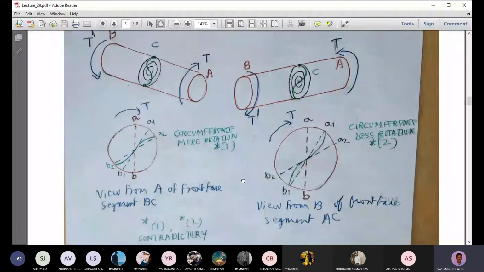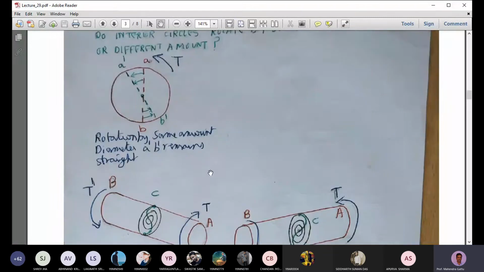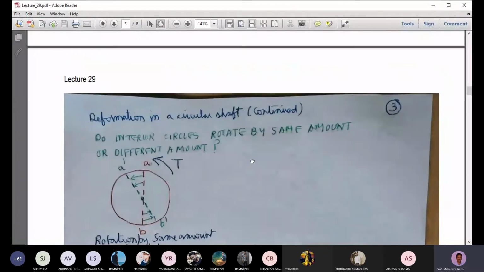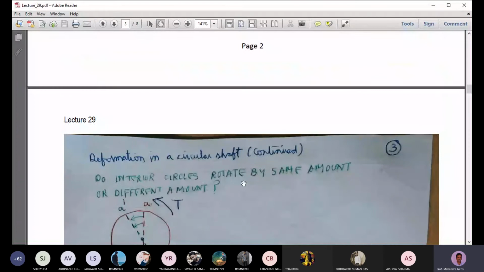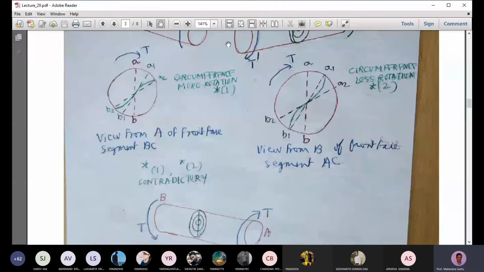So this is regarding the rotations of the inner circles and the outer circles. All the circles rotate by the same amount, and they do not move away from the plane. They all lie in the same plane. Whatever points are lying on that plane will remain in the same plane. So these are the important things we can understand about the deformation in circular shafts.